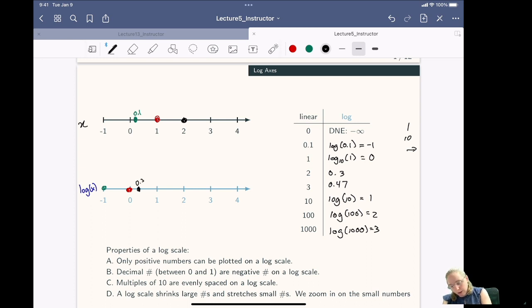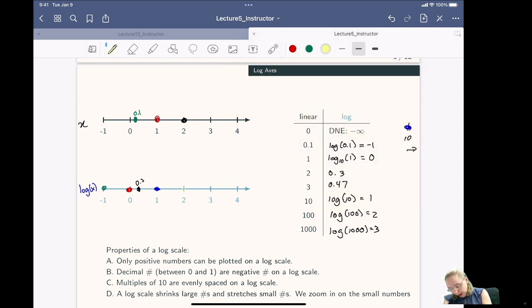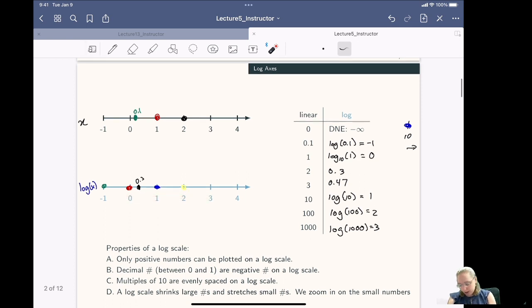And the point over here at 10, which we can't really draw on our linear number line because it would fly way off the page, moves over here to 1. So we're smushing the large numbers and spreading out the small ones. In addition, we can draw numbers that really aren't even on the page, like a yellow dot at 100 and so forth. All right, so we take the values that we have on the linear number line and we plot them instead where the log of their value is on the log number line.